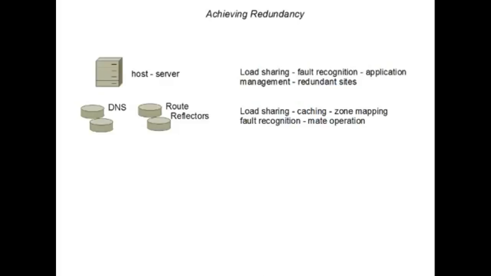Typically these are mated pairs of systems and traffic is shared between the two systems. Caching also helps. If you lose DNS connectivity, and the DNS cache in your host machine has the IP address, then of course it's going to continue to provide connectivity, but you won't be able to access any sites where you don't have the IP address in your cache. So there's some latency between when a DNS server fails and when it might be recognized by the whole served community. Same is true of route reflectors.